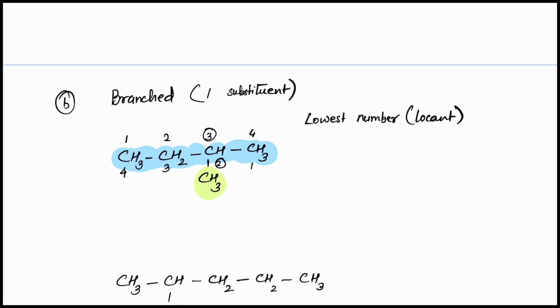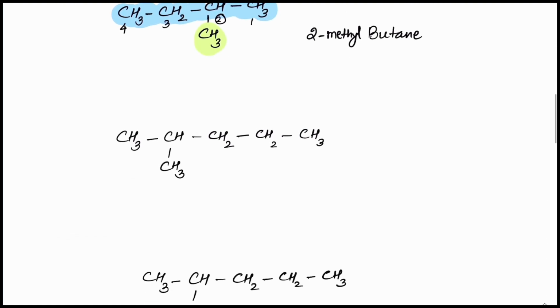Alright, so now let's write the name of this compound. Since the parent chain has 4 carbon atoms, it's a butane, but the substituent is attached at carbon number 2. So we will say 2, and the substituent is a methyl group, so 2-methylbutane. Can you try to write the name of this compound? Pause the video and try to name it.